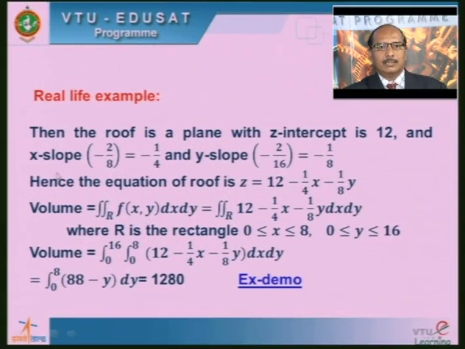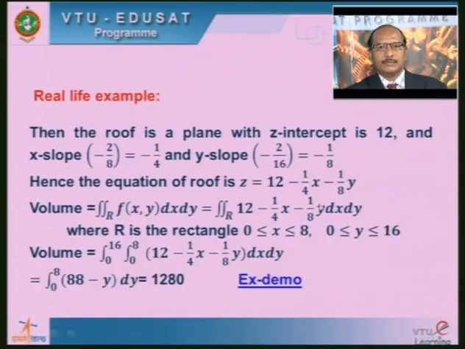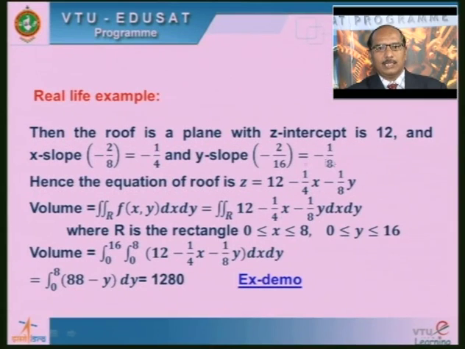Minus 2 upon 8, the x slope, gives minus 1 by 4, and similarly the y slope gives minus 2 by 16, as 16 is along the y axis. That becomes minus 1 upon 8. Hence, we can form the equation of the roof, that is z is equal to 12 minus 1 by 4 x minus 1 by 8 y. This is the equation of the roof, which is slanted, the plane surface.